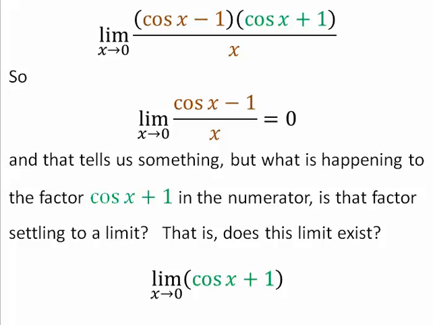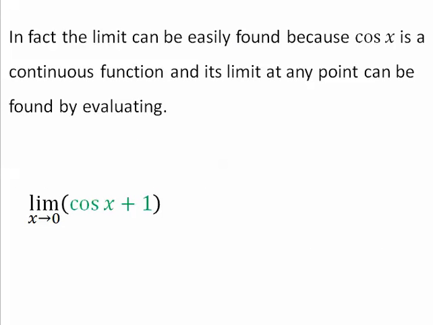But what is happening to the factor cosine x plus 1 in the numerator? Is that factor settling to a limit? That is, does this limit exist? Cosine x plus 1. In fact, the limit can be easily found because cosine x is a continuous function and its limit at any point can be found by evaluating. So the limit as x goes to 0 of cosine x plus 1 is equal to 2.